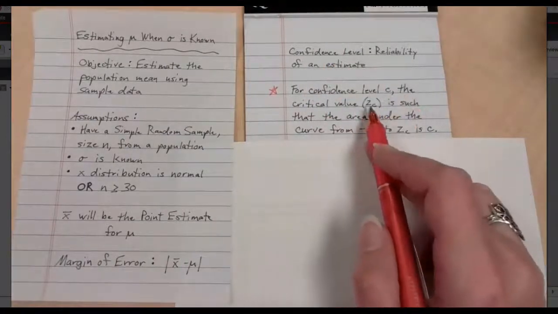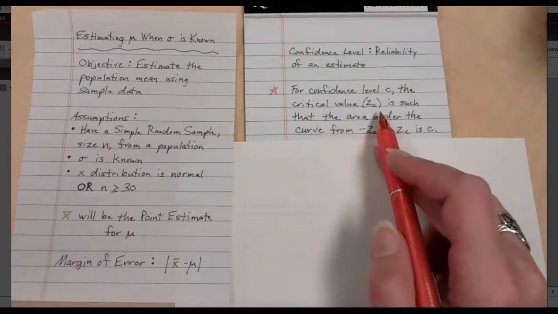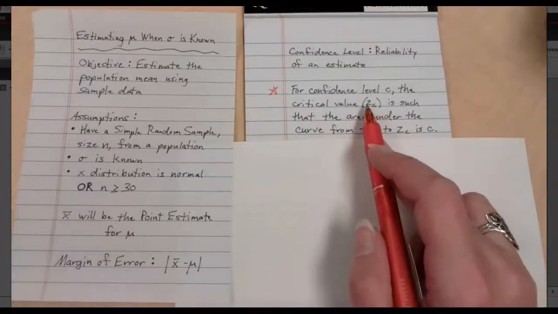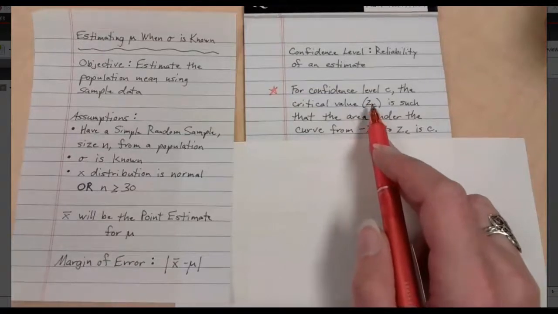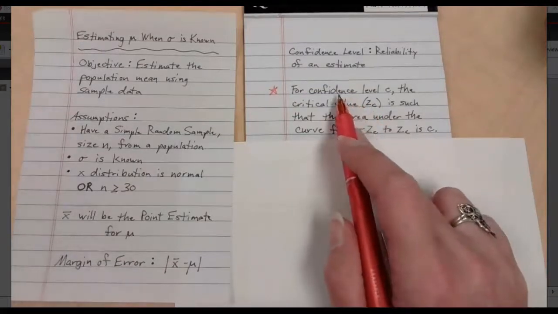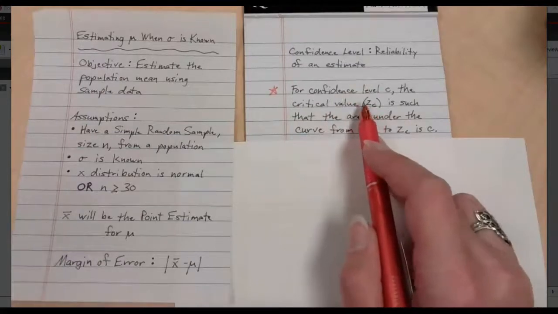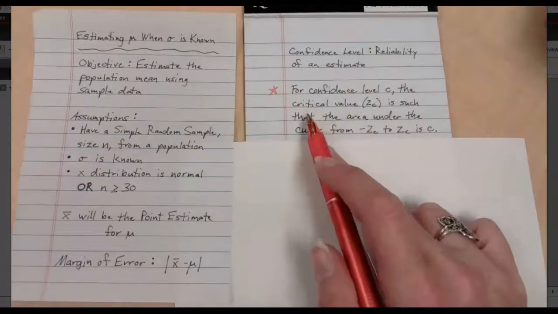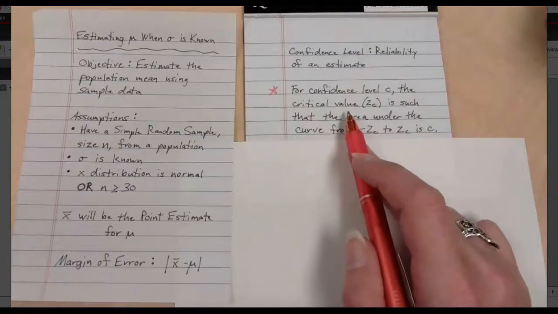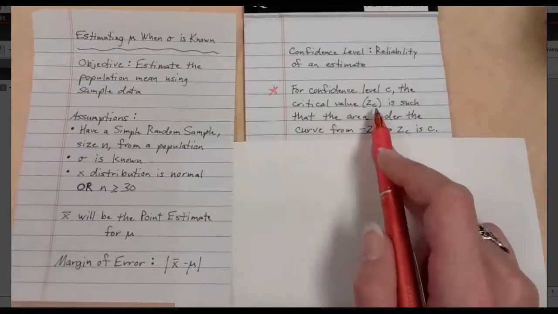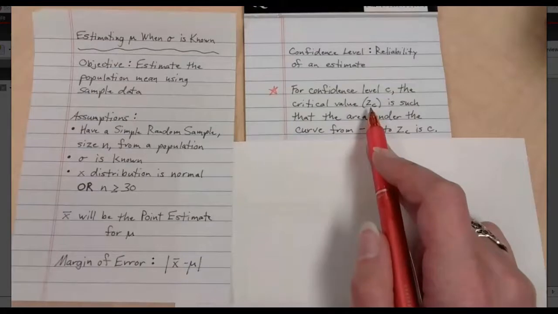The critical value z sub c. Hold on, so what does that mean? All right, z, that's a z-score associated with c. So these are the z-scores that work with this confidence level. They get their own name. It's fancy. It's called a critical value. So if you see the words critical value, they are referring to z sub c.